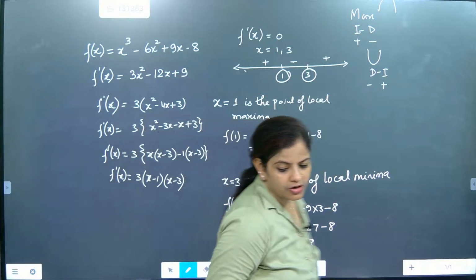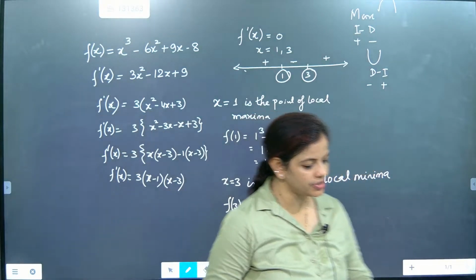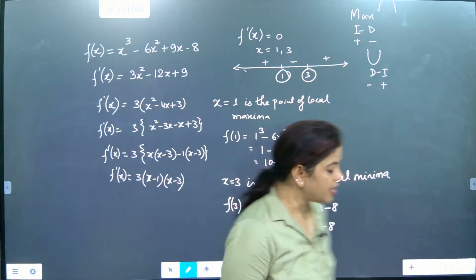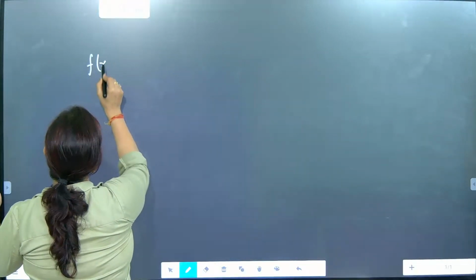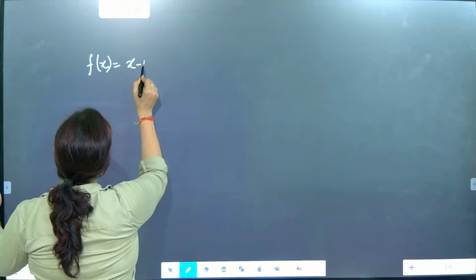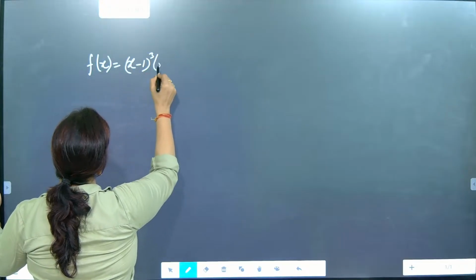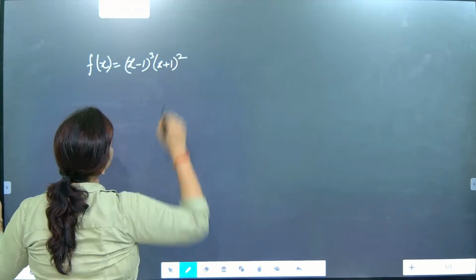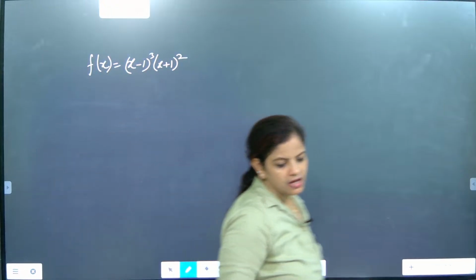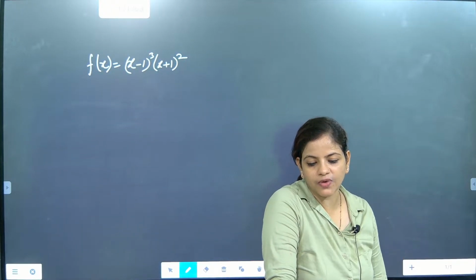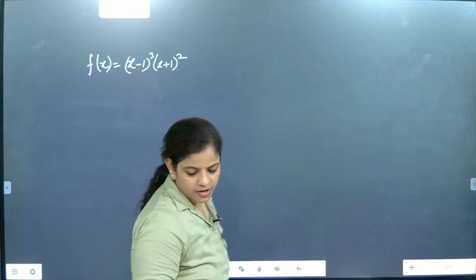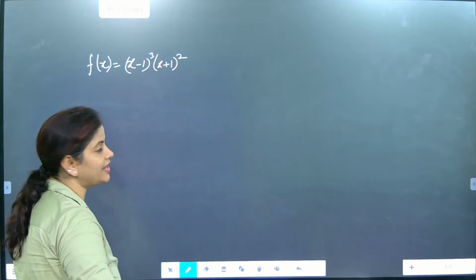Now look here. We will go for the next question. Note down the next question: f of x is equal to x minus 1 whole cube into x plus 1 whole square. Now find the maximum and minimum of it. Come on, go for it, beta. Find out the maximum and minimum of this one.